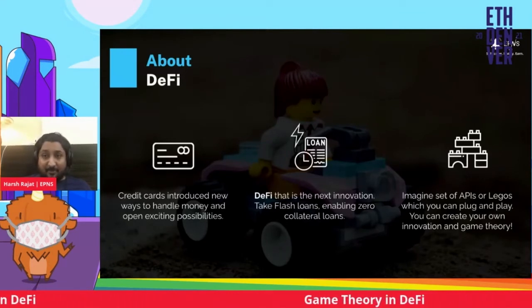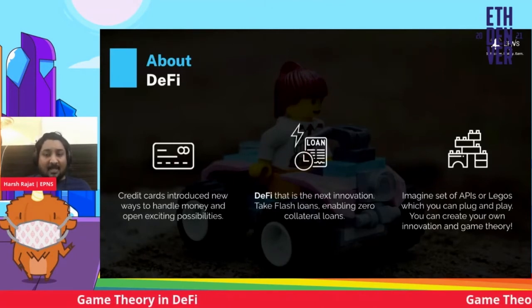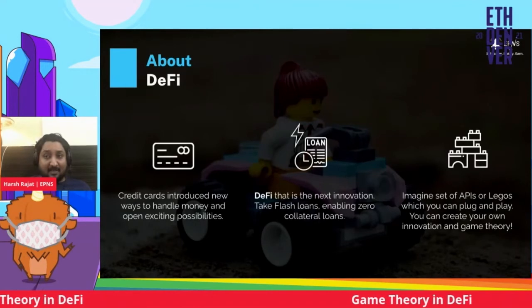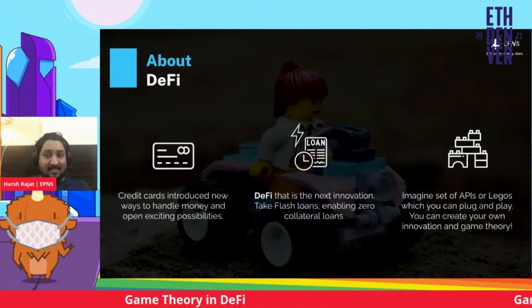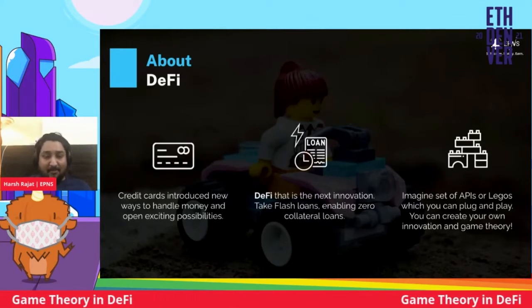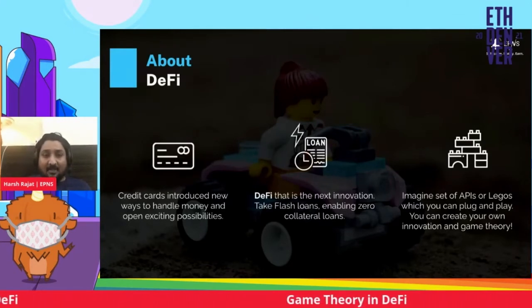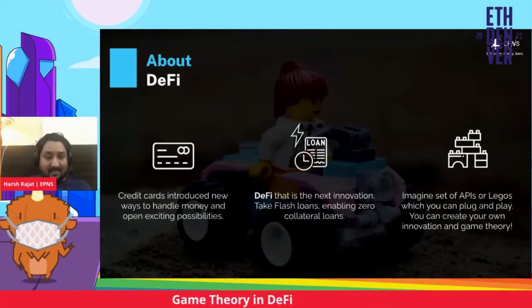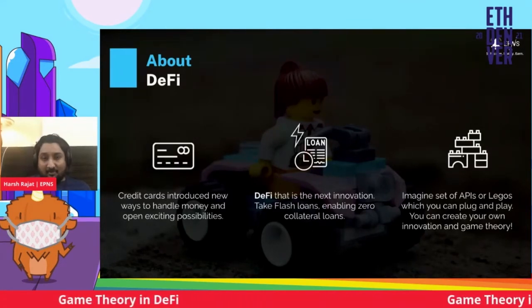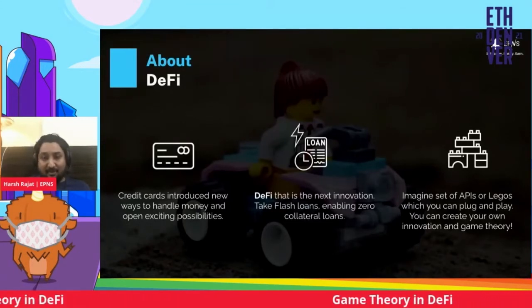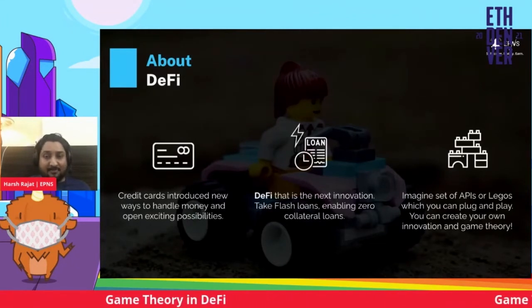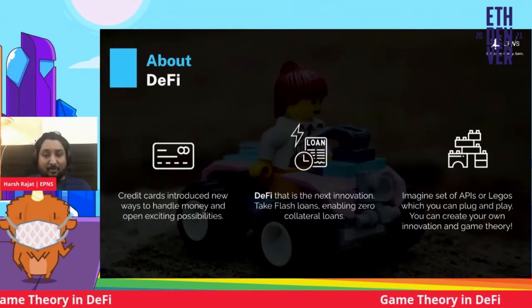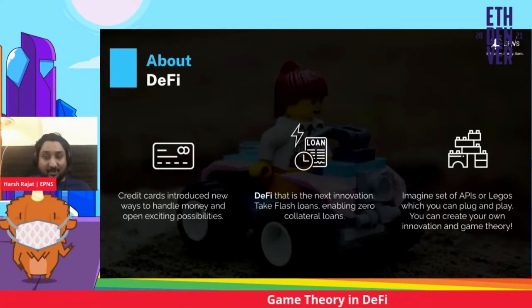So if you think about DeFi, imagine a set of APIs or Legos, and these Legos are something which you can play with, which you can plug into your project and essentially do anything. Right in the beginning, I said that in game theory, the biggest incentive is money. And all of a sudden, you actually have DeFi, and now you can combine those two concepts, and you can come out with powerful and really flexible and strong protocols, which is what is happening around the world.